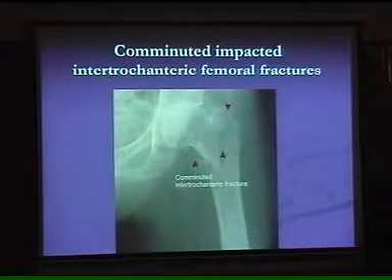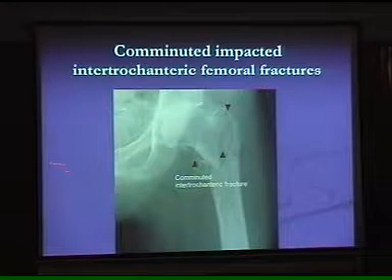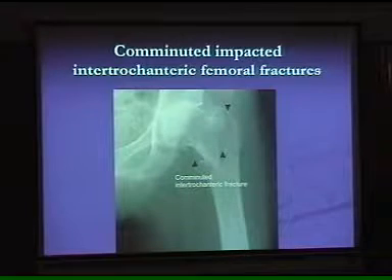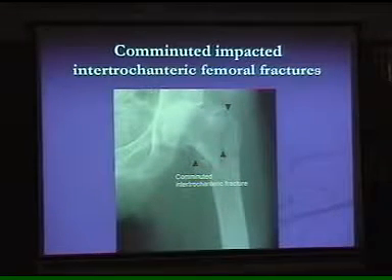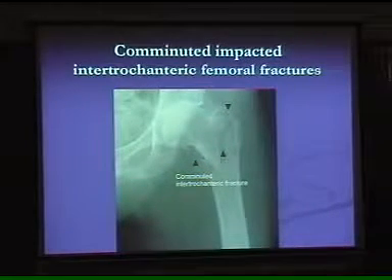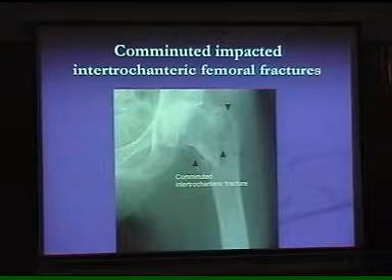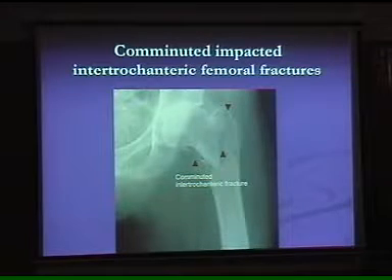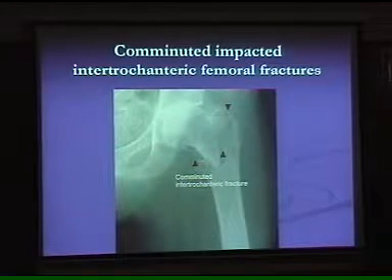Comminuted impacted intertrochanteric fracture. How to appreciate? For the hip, I will just suggest one thing. When you are suspecting any old age patient with a history of minimal trauma or minimal fall, the first thing we look for is a fracture of the hip joint. My advice is, get the X-ray of the whole pelvis, not just the one hip joint where she is complaining of pain.